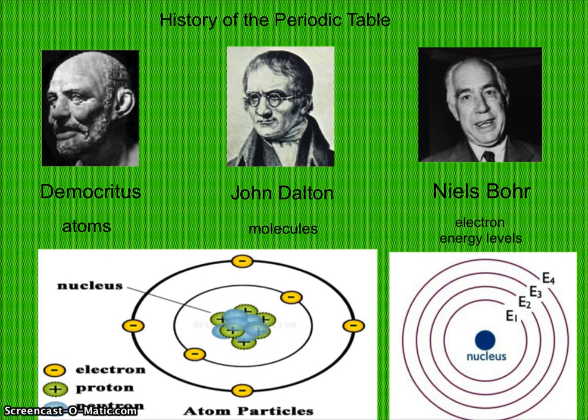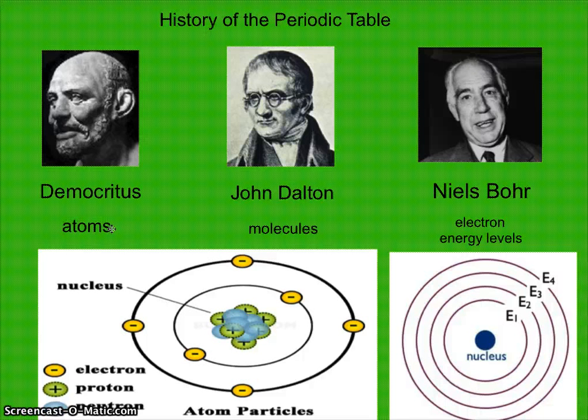Let's first of all talk about the history of the periodic table. There was a 4th century Greek philosopher named Democritus, who's kind of the first one that suggested the term atom. The word atom in Greek means unable to be divided.